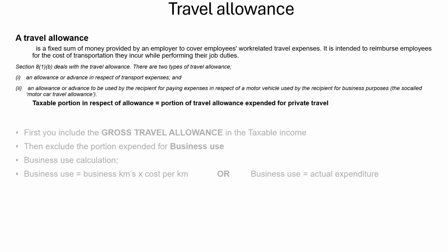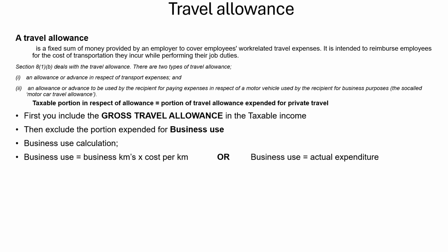Section 8(1)(b) deals with the travel allowance. There are two types of travel allowance: an allowance or advance in respect of transport expenses, and an allowance or advance to be used by the recipient for paying expenses in respect of a motor vehicle used by the recipient for business purposes, the so-called motor car travel allowance. Taxable portion in respect of allowance equals portion of travel allowance expended for private travel.